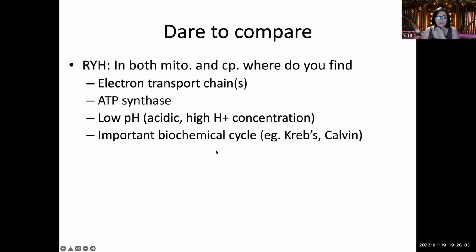Where is the important biochemical cycle happening? The Krebs cycle in the mitochondrion, which is part of respiration, is happening where? That's right. It's happening in the matrix. In everyone's favorite movie, The Matrix.